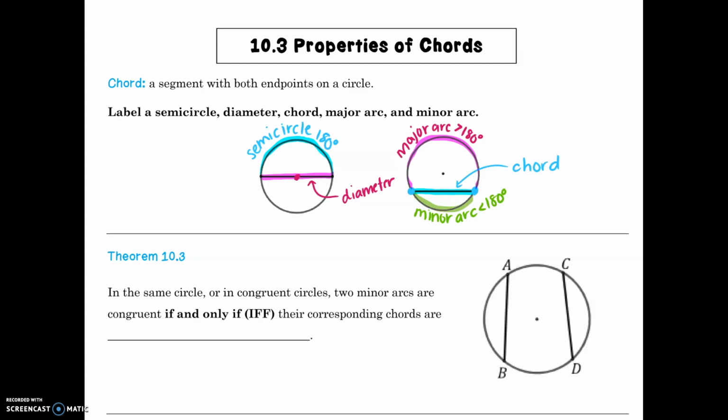In the same circle or in congruent circles, two minor arcs are congruent if and only if their corresponding chords are congruent. So if AB is congruent to CD, then we can say arc AB is congruent to arc CD. So if segment AB is congruent to segment CD, then arc AB is congruent to arc CD.